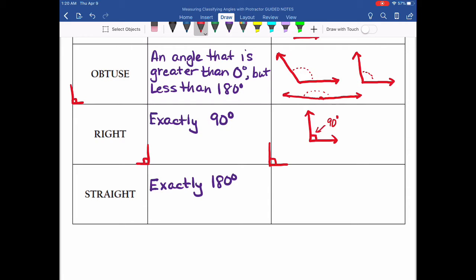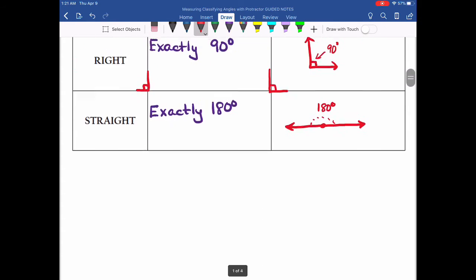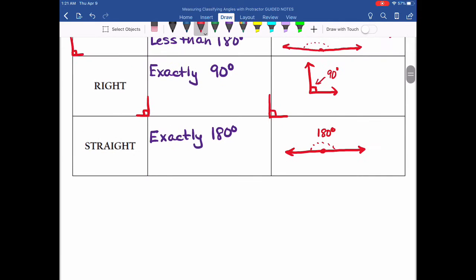A straight angle is exactly 180 degrees. And straight angles, there's not a lot of examples I can draw of that. Let's say that's the vertex right there, but straight angles are exactly how they sound. They're straight. They're 180 degrees. So a straight angle is 180. Now, there's another angle too, if you're wondering. There's one more type of angle.